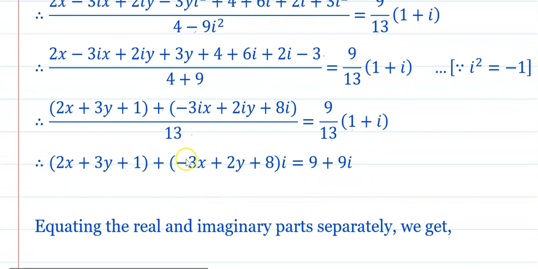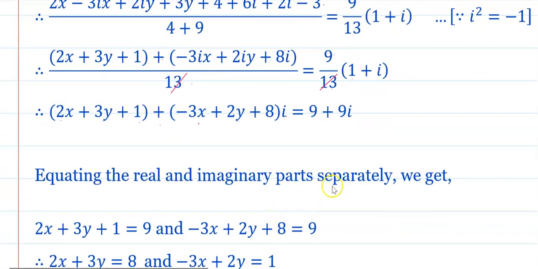Next, this 13 gets cancelled from the denominator. Okay. 2x plus 3y plus 1 plus minus 3x plus 2y plus 8, take i as a common. Then 9 into 1, 9. 9 into i, 9i. Okay. Again equate real and imaginary part.